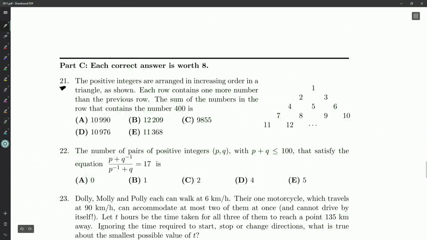Root Beer here, looking at question 21 on our Fermat paper. Now, this is the first question in part C. These questions are worth a little more, and they require a little more thought and a little more work. Let's take a look here. What's question 21 have in store for us?